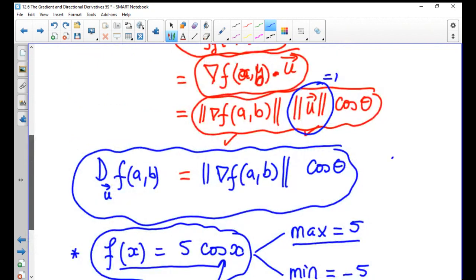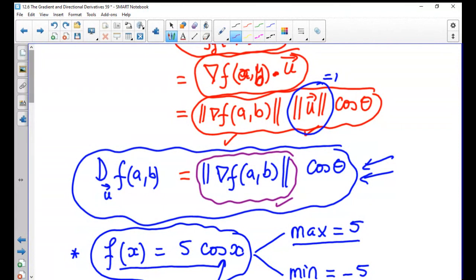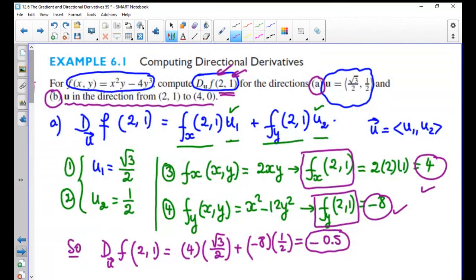So if I give you this function here, look at the directional derivative. What is the maximum value of this directional derivative? Well, it's going to be this number here. That's the maximum possible value for the directional derivative at AB. So this leads us to the following theorem.